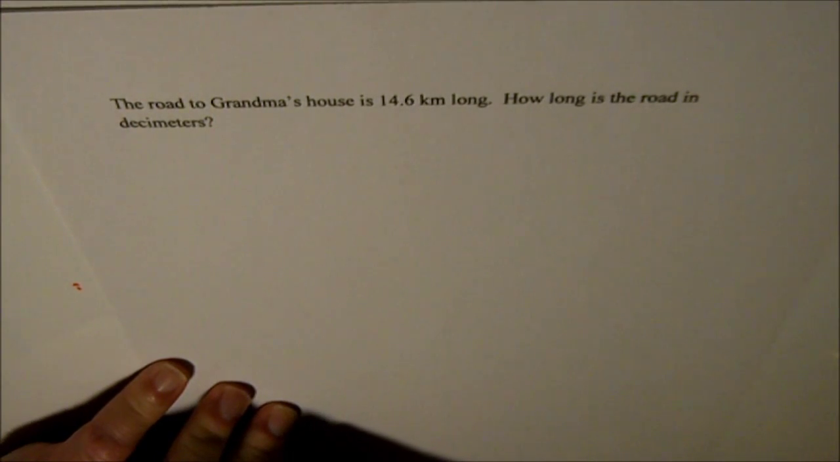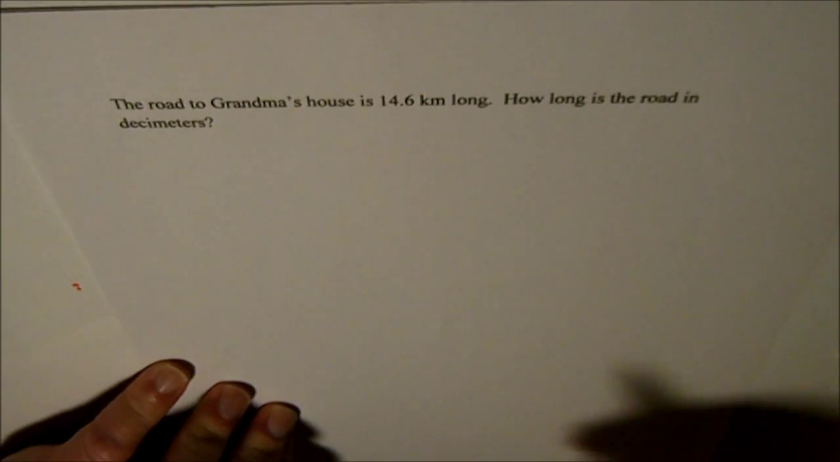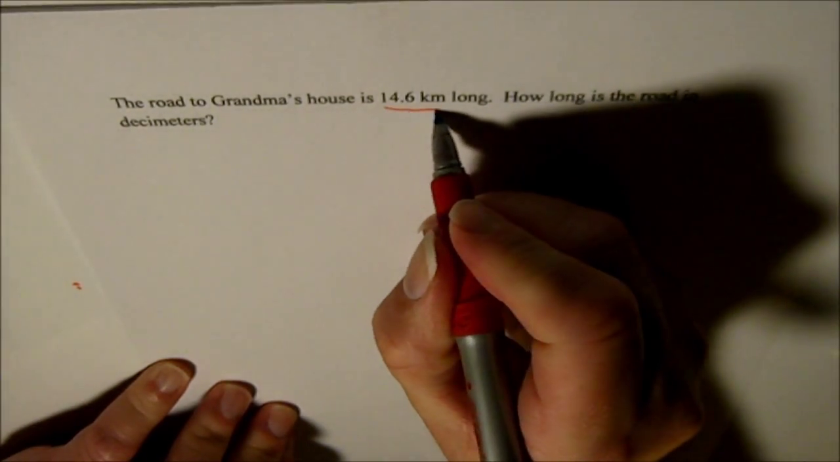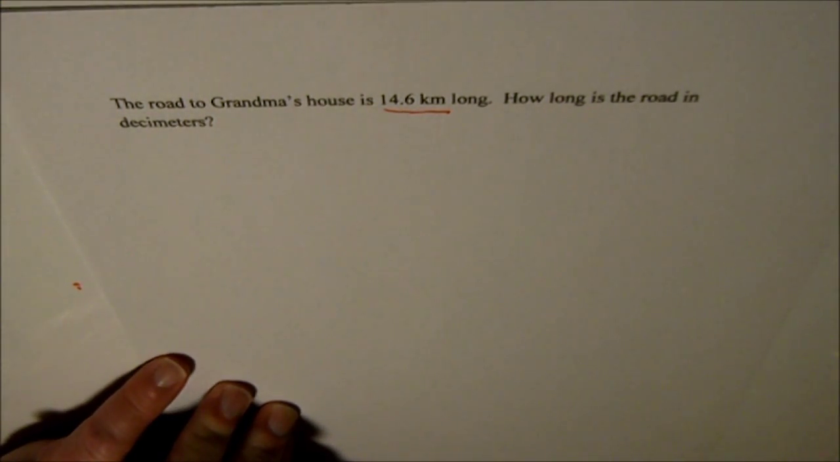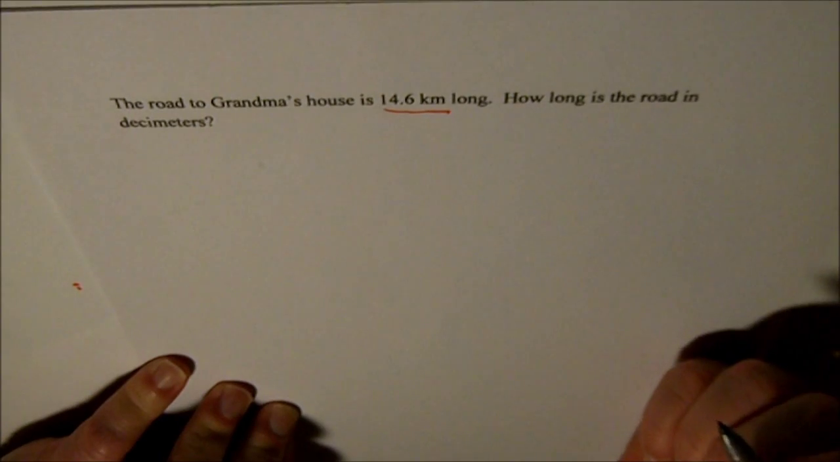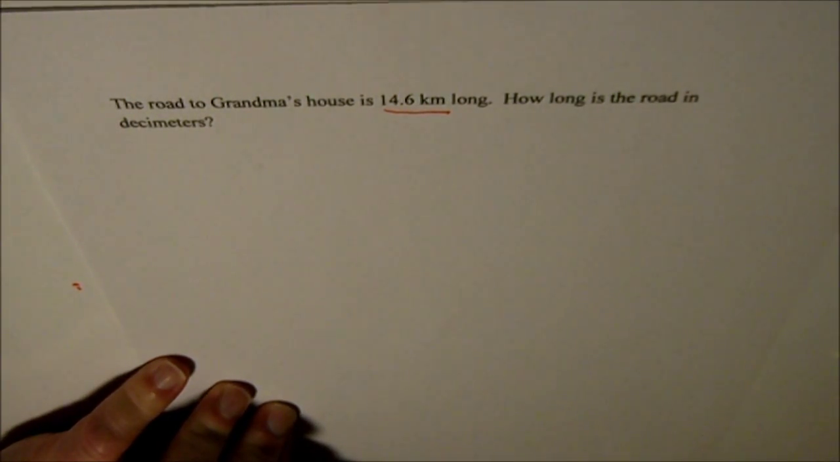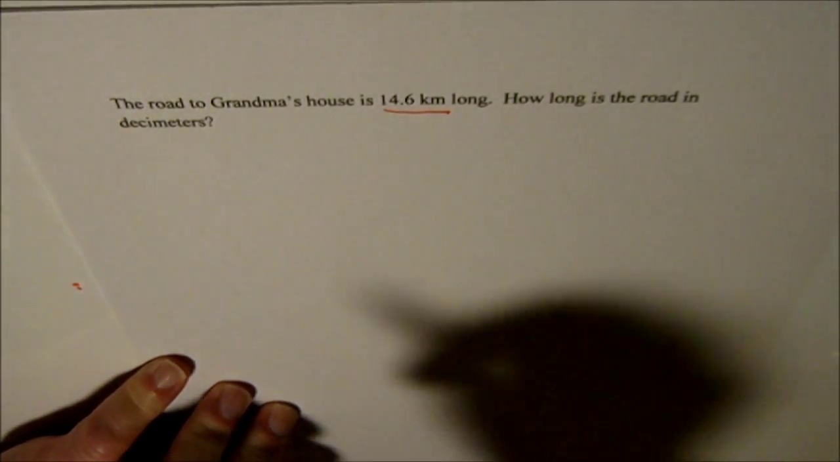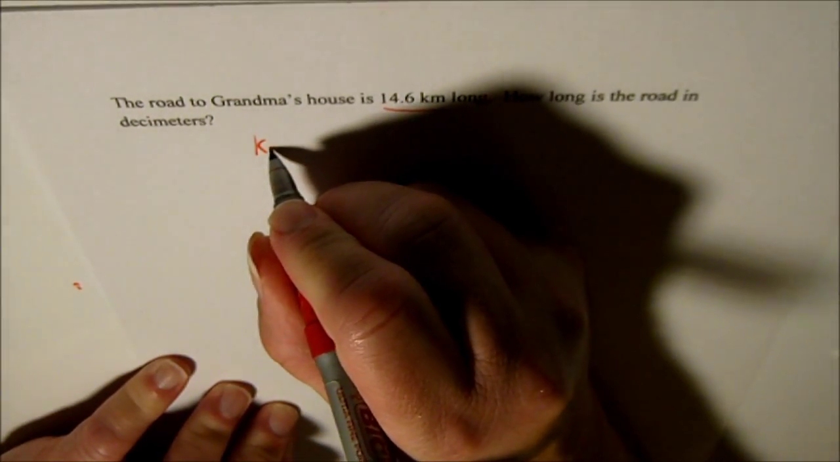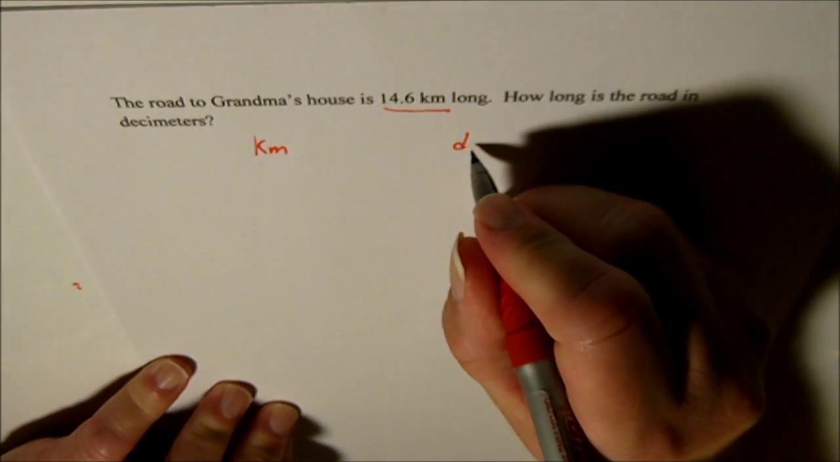So in this problem, we have the road to Grandma's house, and we find that it is 14.6 kilometers long. We are then asked in the second question the length of the road in decimeters. Okay? So we're going to go from kilometers to decimeters.